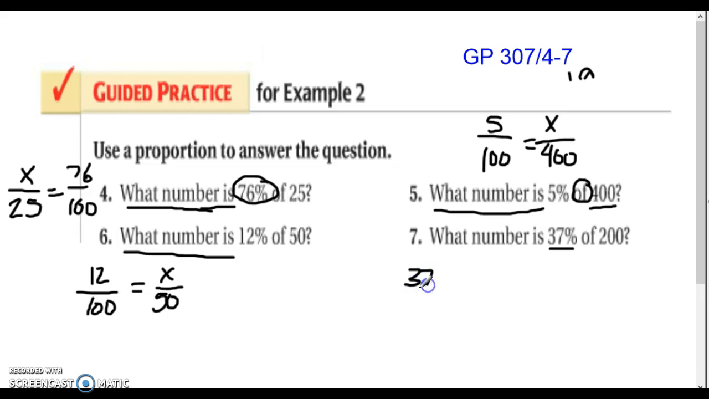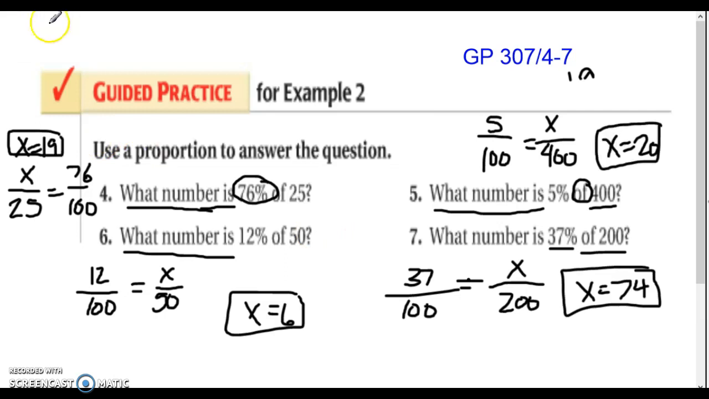37 would be my numerator over 100. And then what is 37% of 200? So of 200 would be my denominator, and I am looking for my is again. So now for all of these, you would use cross products to solve. So go ahead and pause, try to solve them on your own, and then come back and check your answers.